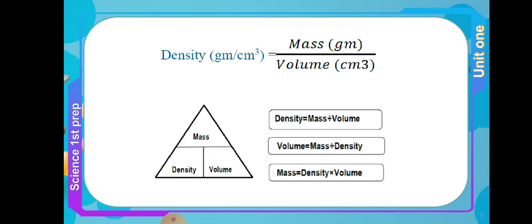From this magic triangle, I can calculate the density of any matter. Density equals mass over volume. I can also calculate the volume: the volume equals mass over density. And the mass equals density times volume.